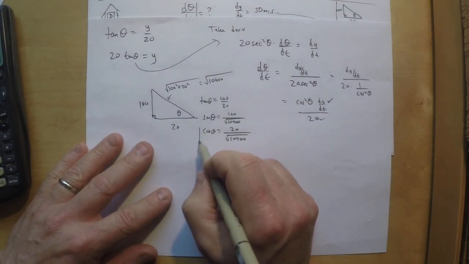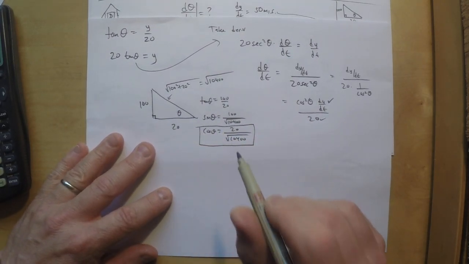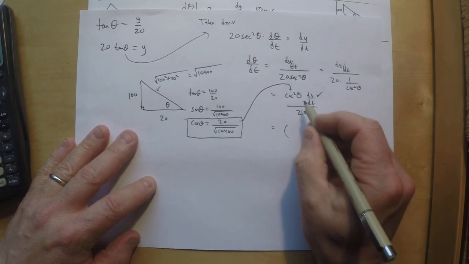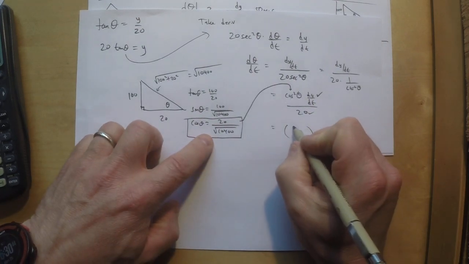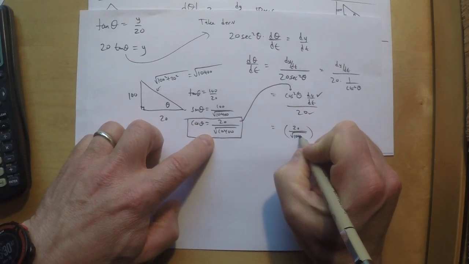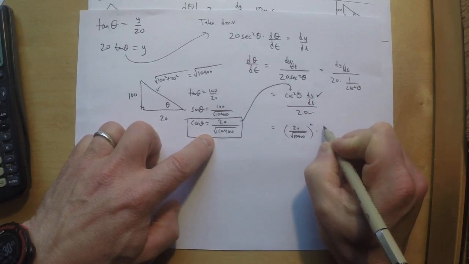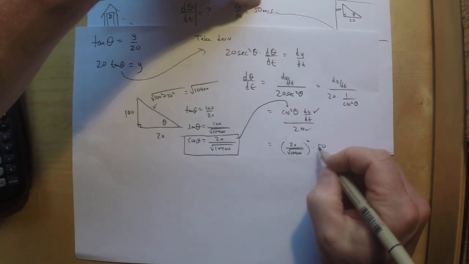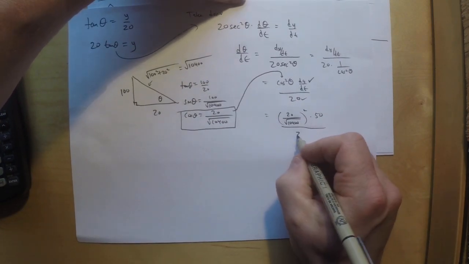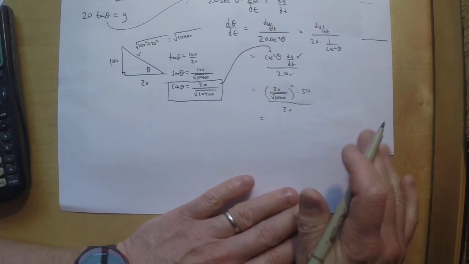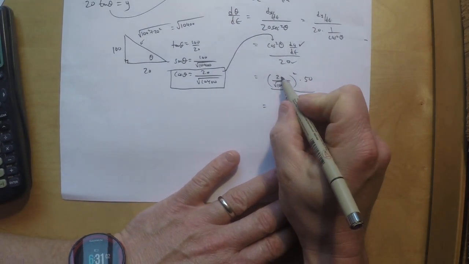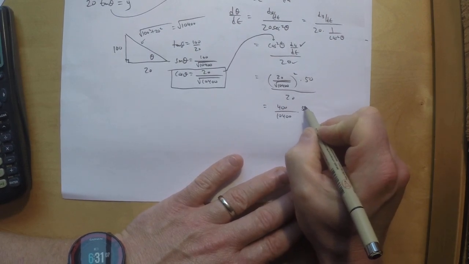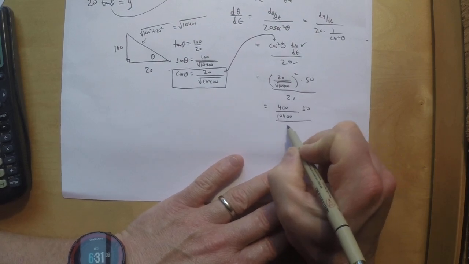So that's interesting to me, because I don't really need to know the angle. I just need to know the ratio. So right in there, in place of cos squared theta, I can write it as 20 over root 10,400 all squared, times dy dt, which is 50, all divided by 20. And I've totally bypassed having to even know the angle. That gives me 400. This gives me 10,400. That gives me 50. This gives me 20.